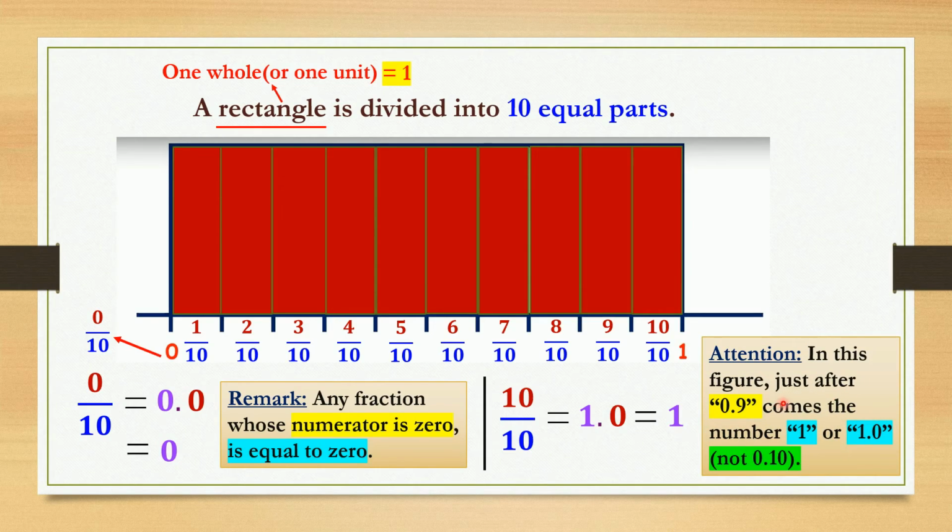Attention, in this figure, just after 0.9, just after 9/10, which is equal to 0.9, comes the number 1 or 1.0, not 0.10, so be careful. 10 over 10 is not equal to 0.10, because 0.10 means actually 0 whole rectangles and 1 piece out of 10, which is wrong. Here we made one whole rectangle, not 0 whole rectangles, so be careful.